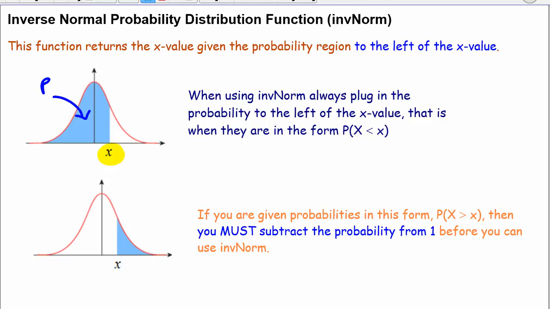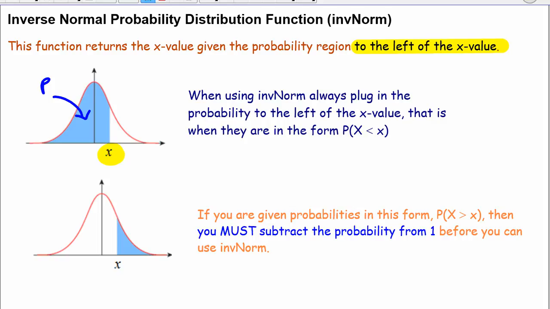And it's inbuilt in your calculator, so you can basically use your calculator. Anyway, what you have to remember is this function returns the x value for the given probability region to the left of the x value. So if you're given the probability, or the area, to the left of the x value, because the area represents the probability, then you can go ahead and just plug in those values in your calculator.